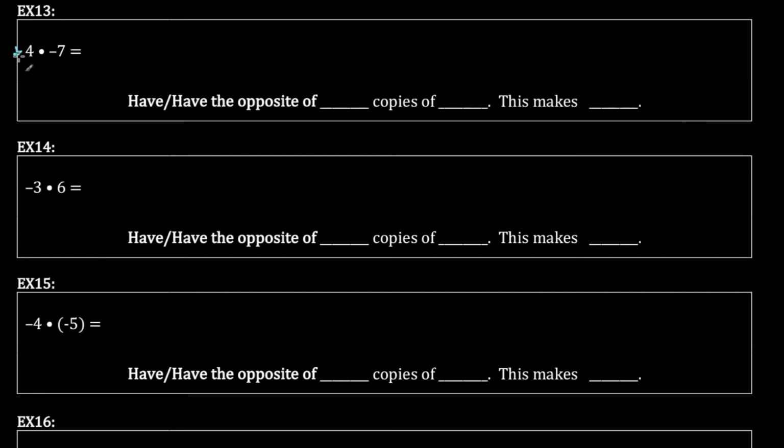So we have 4 copies of negative 7. So negative 7, negative 7, negative 7, negative 7. Or minus 7, minus 7, minus 7, minus 7. Which would be minus or negative 28.